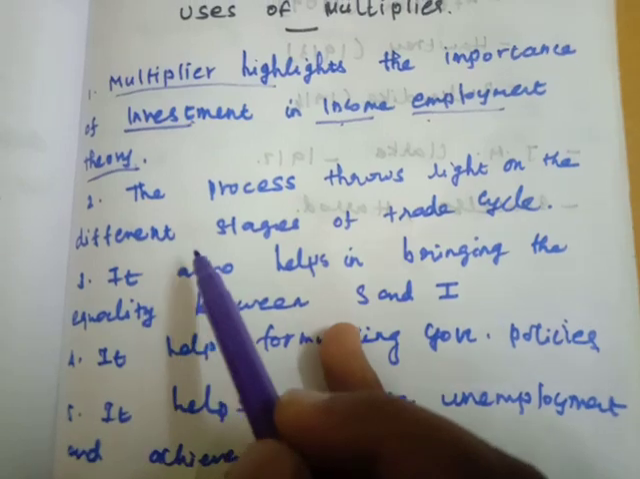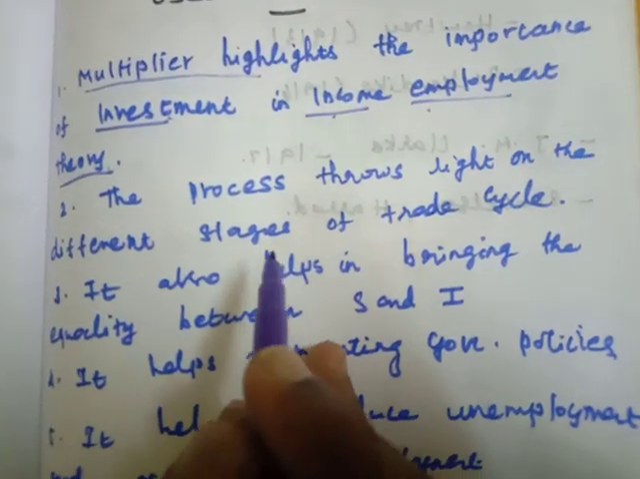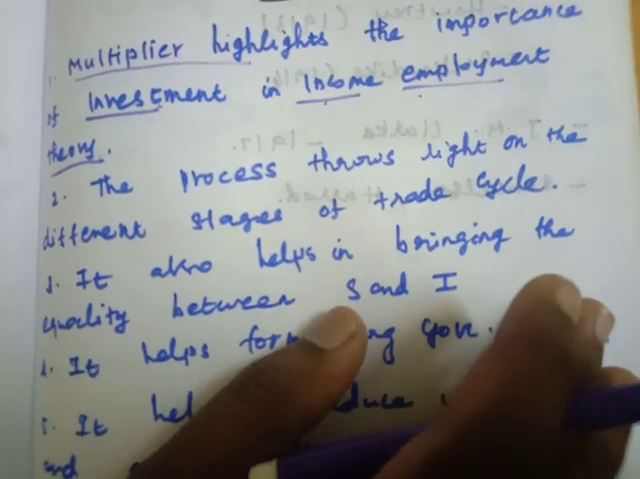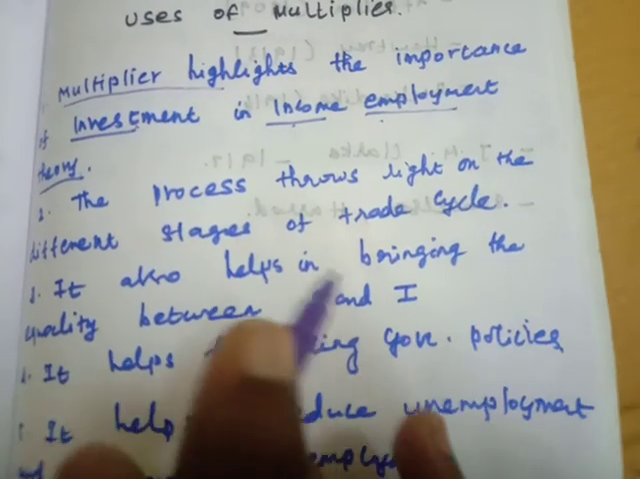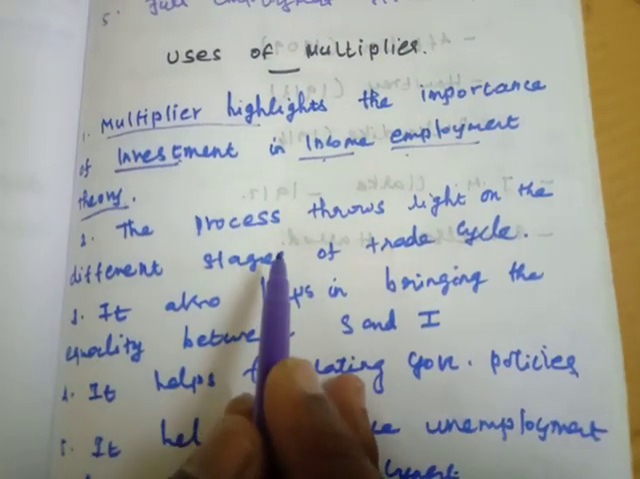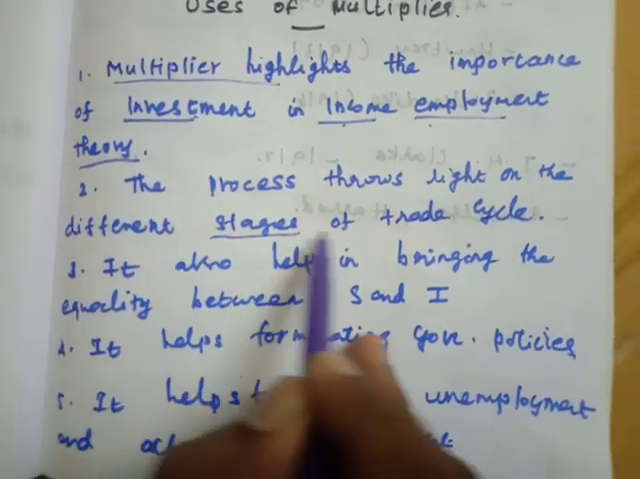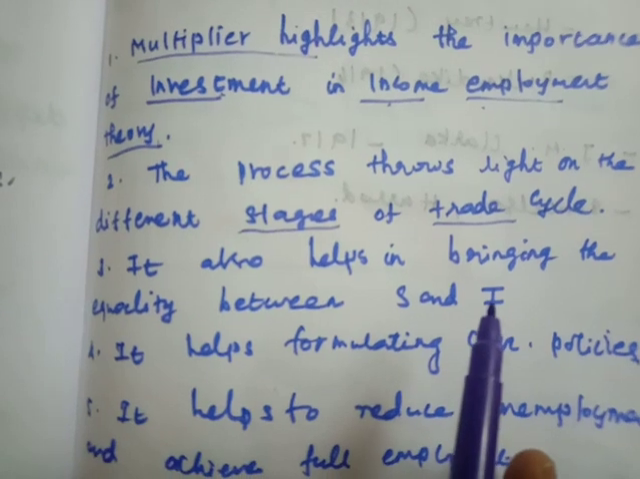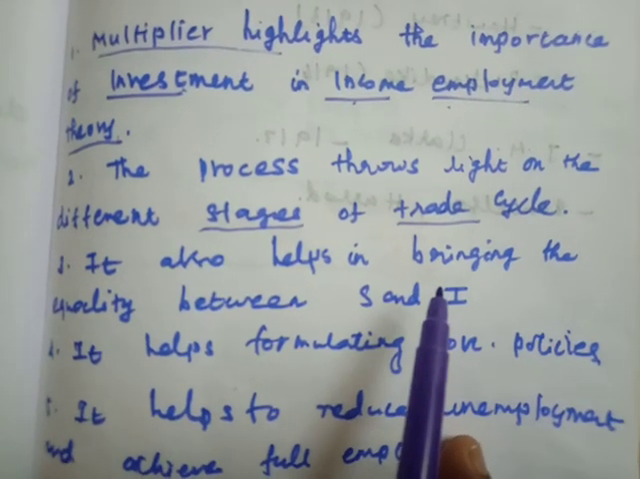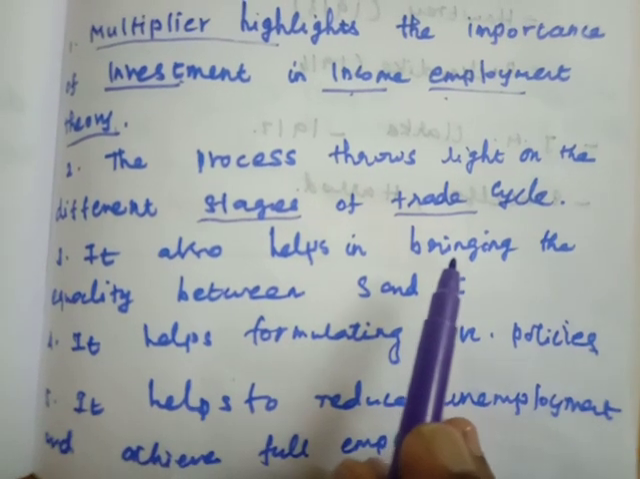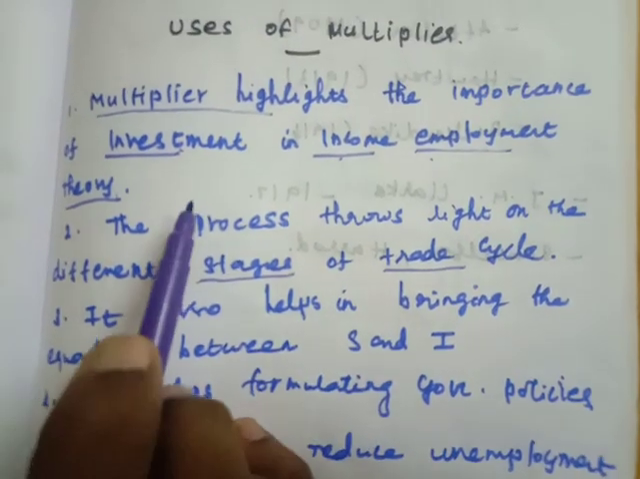And the second one is that the process throws light on the different stages of the trade cycle. You already know the four stages of the trade cycle: boom, recession, recovery and depression. All these four phases are clearly explained with the help of the multiplier.